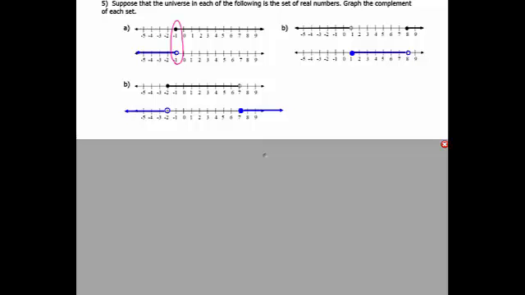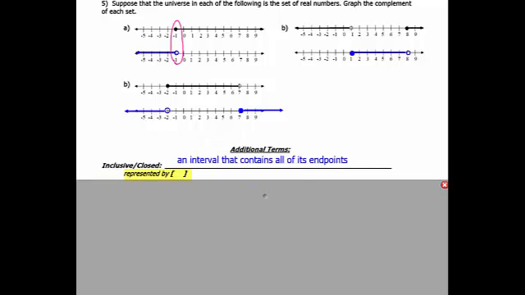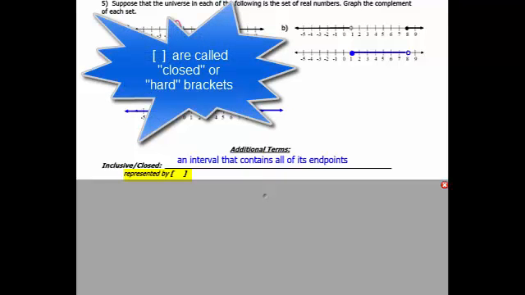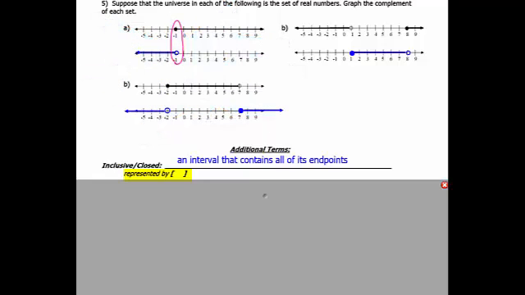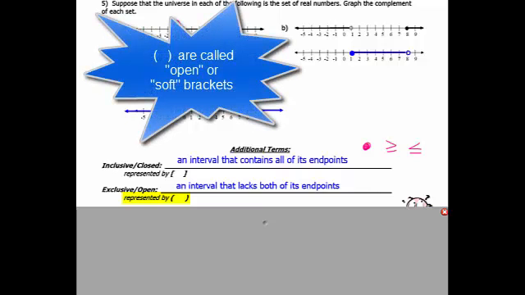Now we're going to look at some additional terms. We can have an interval that is inclusive or closed, and we represent that by the hard brackets, we call those. And it is an interval that contains all of its endpoints. I think of an interval that contains its endpoints as having the closed dot, or it would be greater than or equal to, or less than or equal to. An exclusive or open interval is an interval that lacks both of its endpoints. It excludes them. So that's our open circle, greater than or less than.